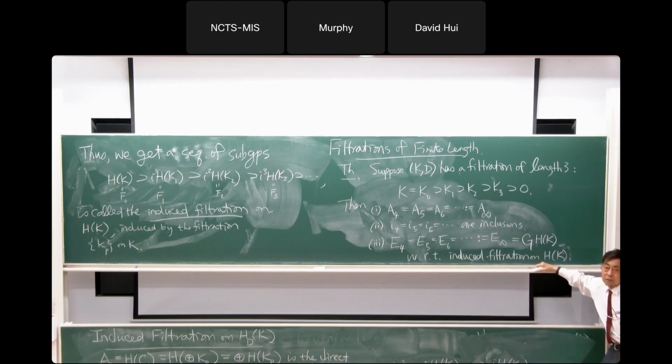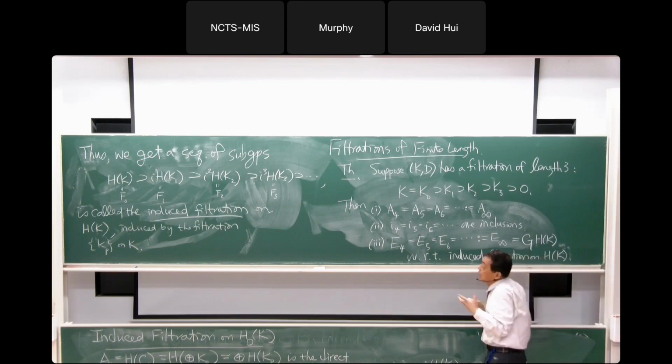Now, in the category of vector spaces, if you have finite length, then the associated graded complex is the same as HK itself. So if you're working with vector spaces, then the spectral sequence actually computes HK. Okay?